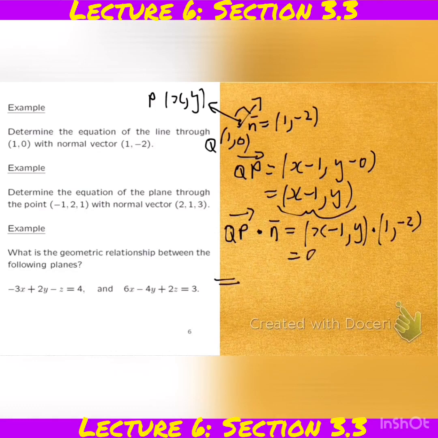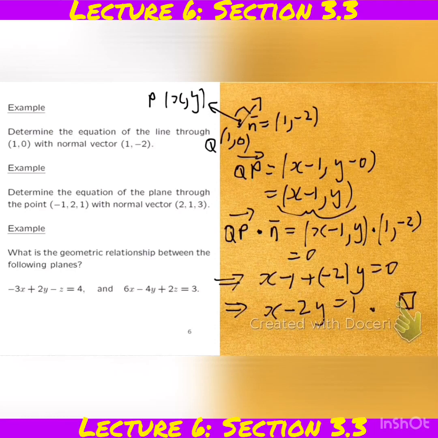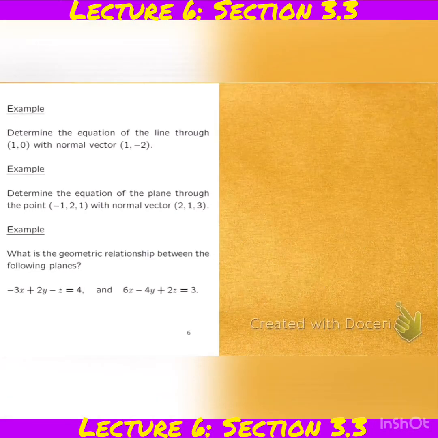So that will then give me the straight line, which is going to be x minus 1 plus minus 2y is equal to 0. So that's going to be the straight line. And as long as you remember this formula or this way of thinking, you cannot go wrong. So that's the first one. Okay, let's look at the second one.